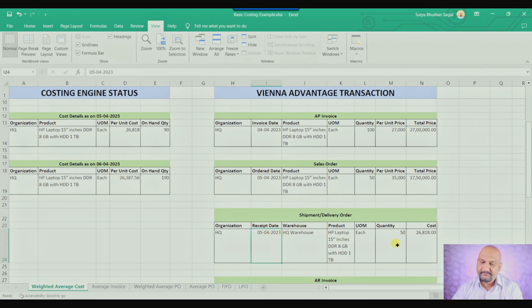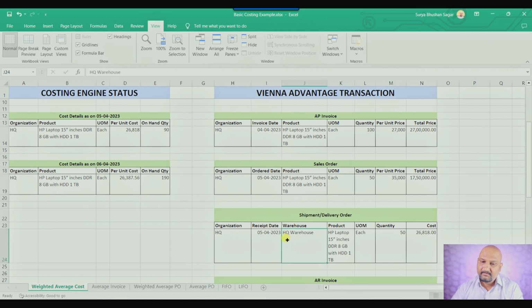Now once I do this delivery on the same day, at that moment my delivery happened, 50 quantities delivery happened at the cost, so it is 26,818. In the VA system there is no field available at the level of the delivery order or the shipment to enter any kind of prices. So it is an internal process. In that, the system will consider your price, and based on that price your cost of goods sold would be debited and your inventory account would be credited at the time of the shipment.